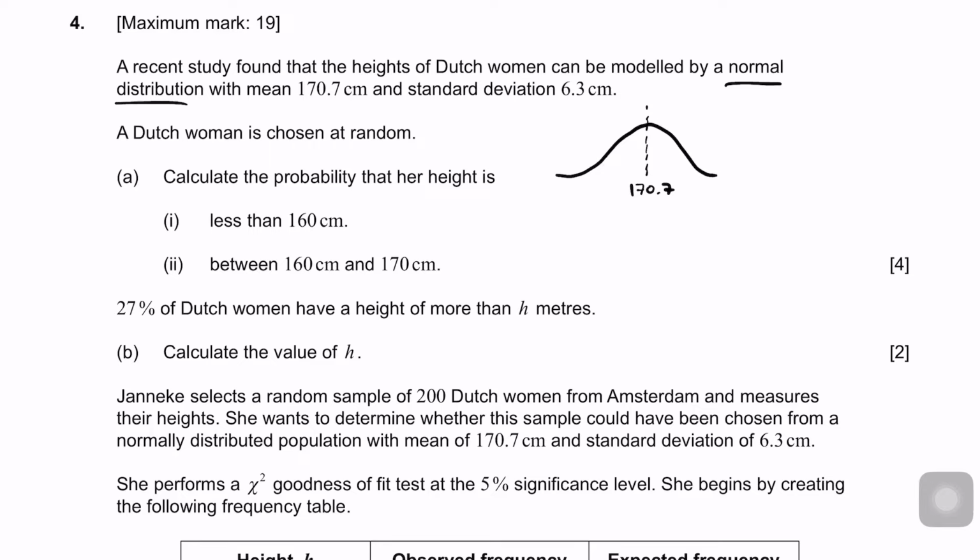So we want to find the probability that the height is less than 160 centimeters. So remember, for normal distribution, we can get process marks for just shading in an area. So this is 160, and then this would be shading in the approximate area. And we want to find the percentage. So what is the chance, for example, that an individual, in this case a Dutch woman selected at random, is less than 160 centimeters? So let's go to the calculator and work this out. I'm going to get a new window.